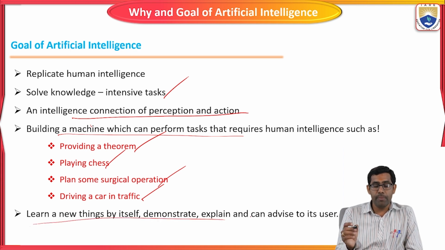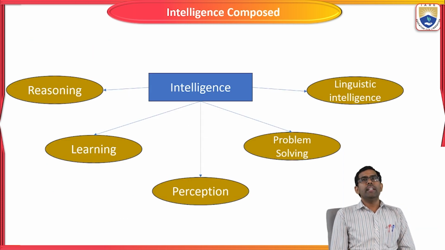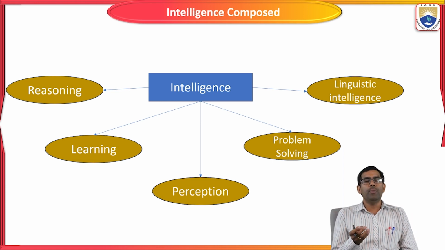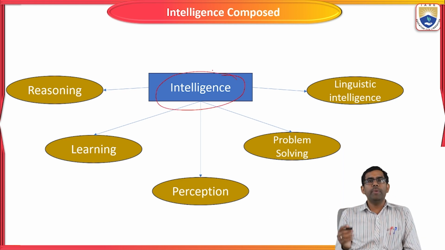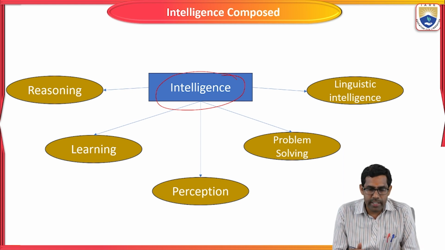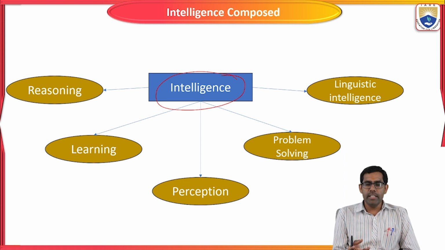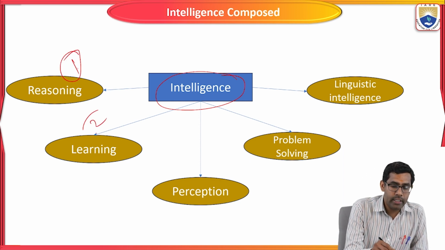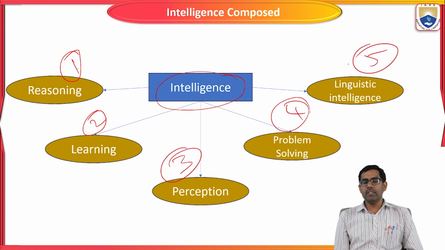Learn new things itself, demonstrate, explain, and advise particular users. Okay, the next one is what intelligence is composed of. How and what is artificial intelligence composed of? Based on the word intelligence, in the previous section we saw the exact meaning of artificial intelligence. Artificial means man-made. Intelligence means thinking power. So that thinking power should be capable of reasoning, learning, perception, problem solving, and linguistic intelligence.